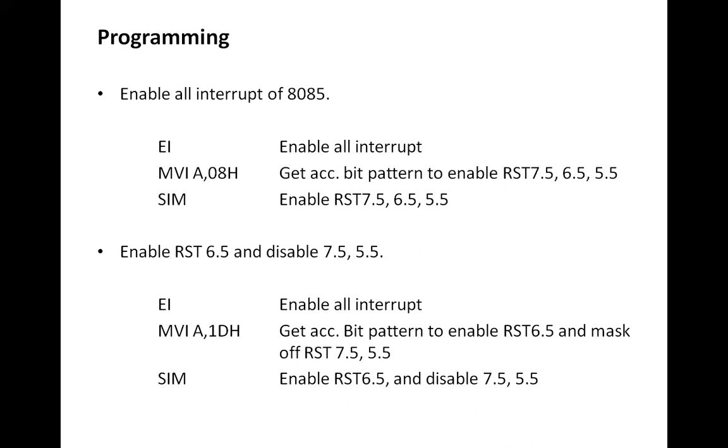Trap line, because trap is a non-maskable interrupt. It cannot be disabled or it cannot be enabled. It is already permanently enabled. So if it is asked to enable all the interrupts of 8085, we have to do very simple things. First of all, we have to enable all the interrupts by using EI instruction. And then we have to put something into the accumulator so that all the interrupt lines should be available.